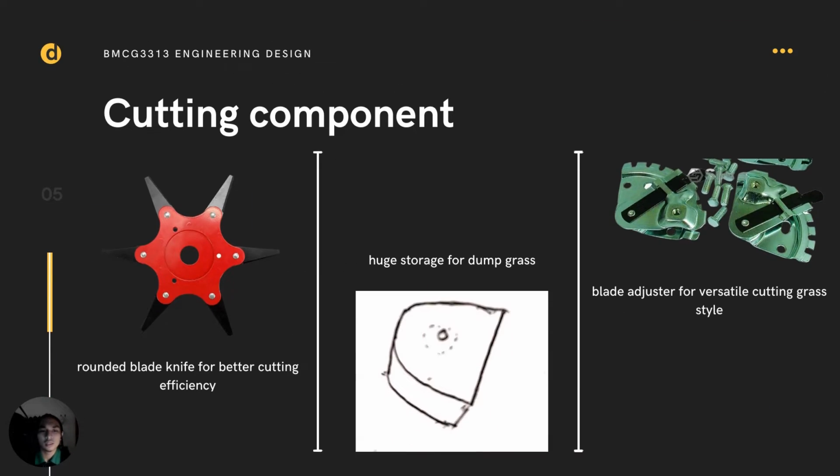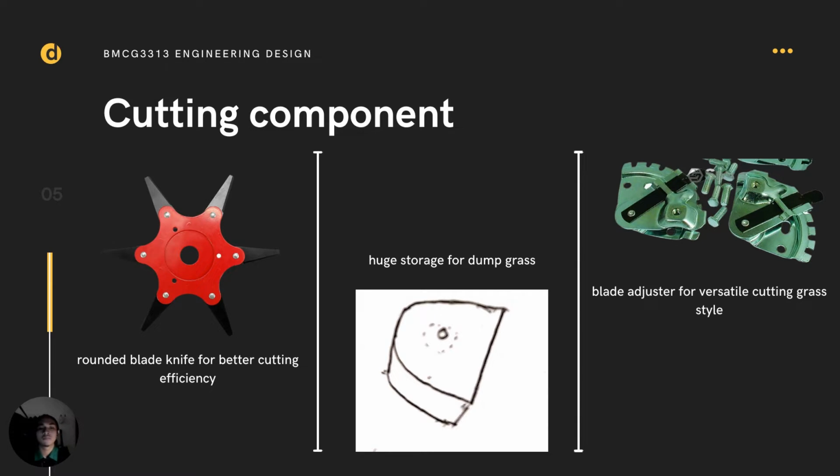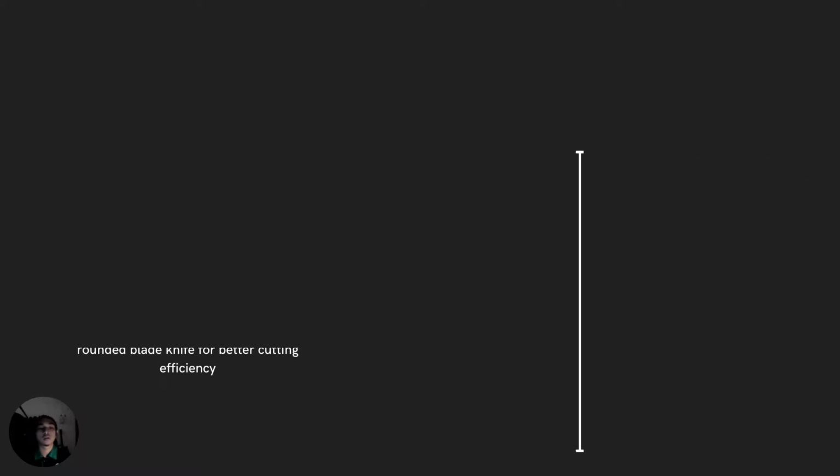Next, for the cutting section, there are three main components. Firstly, the blade itself is in a round shape for better cutting efficiency. Secondly, the blade adjuster, to have a variety of cutting styles that consumers desire. For the grass dump, I prefer using a huge storage as it is more convenient than a small one.